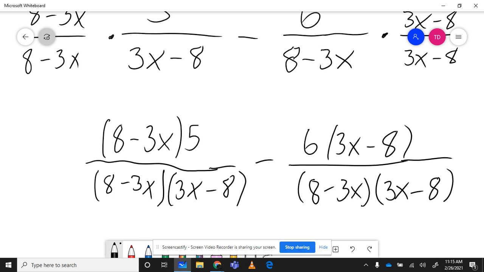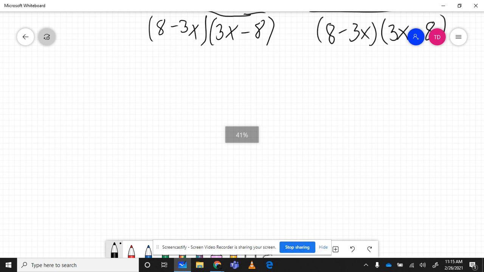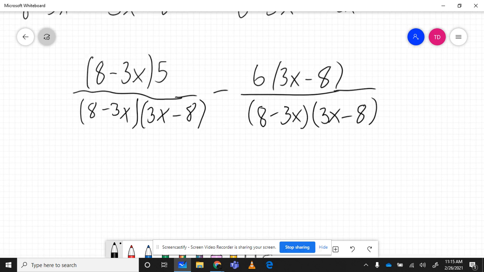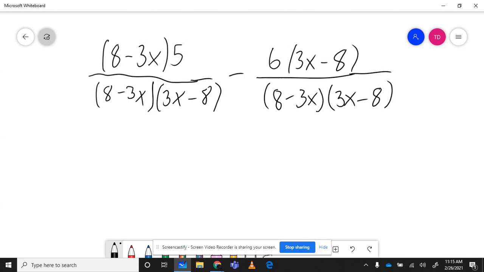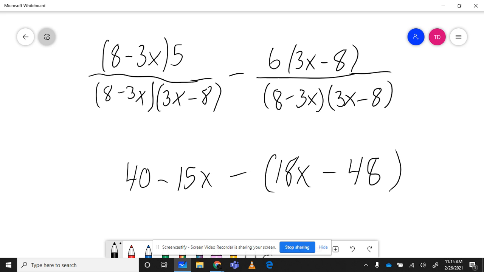Let's keep them factored, which isn't a bad idea. Oftentimes keeping things factored, like I said before, lets you cancel stuff out pretty easy. So let's just simplify what we have on the top so we can put them all together. So we will have 40 minus 15x minus 18x and negative 48. I think that looks good. Okay, all over what we had on the bottom there.